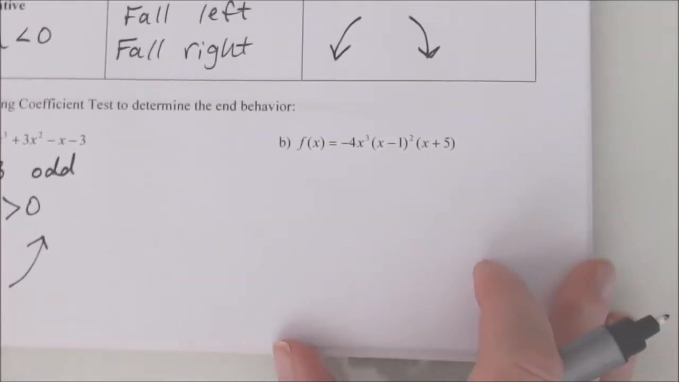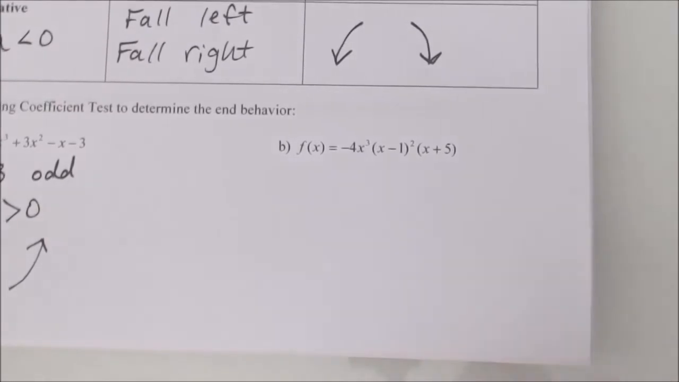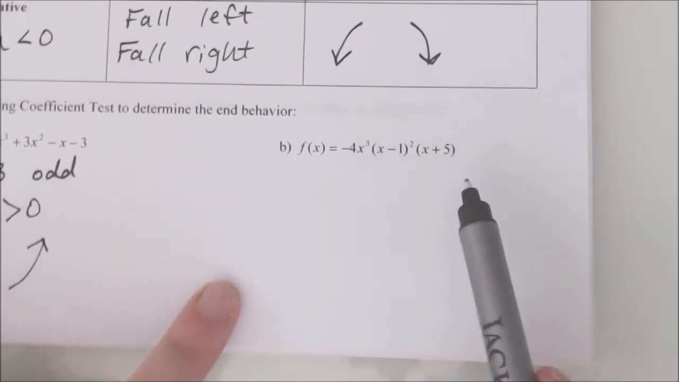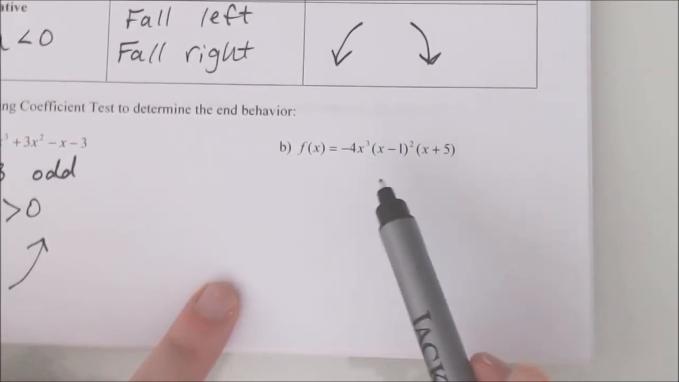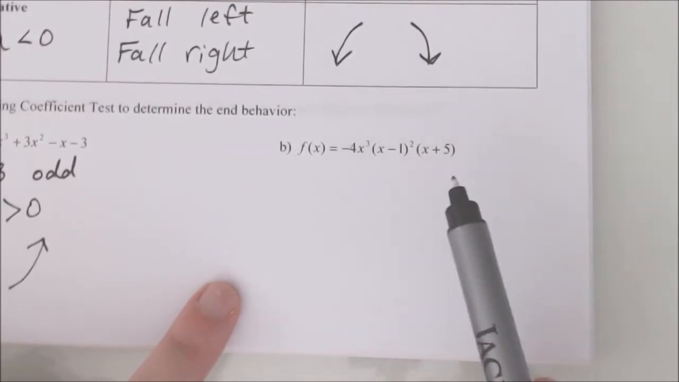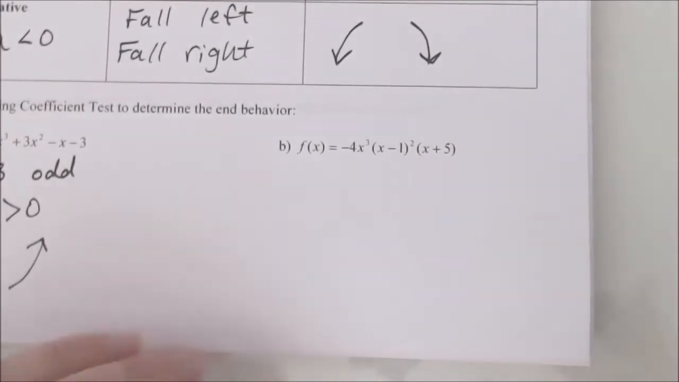How about letter B? This one, it's a little bit tougher to see exactly what the degree is because this is in factored format. So what I want you to think about is if we were to multiply this out, how would we get the degree and the leading coefficient from that? I'm not going to multiply the entire thing out. All I need is the highest powered term.